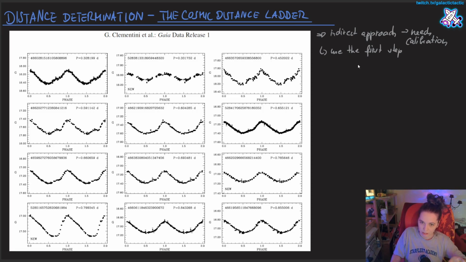Find Cepheids that are close enough that we can use the parallax method from the first step to measure their distance. Then we know the distance, we know their period and their luminosity. Then when we observe a Cepheid that is too far away to use parallaxes, we just measure its period, compare it to the data from the parallaxes, and we know how far away it is. So we're going to find Cepheids close enough to use the parallax method.